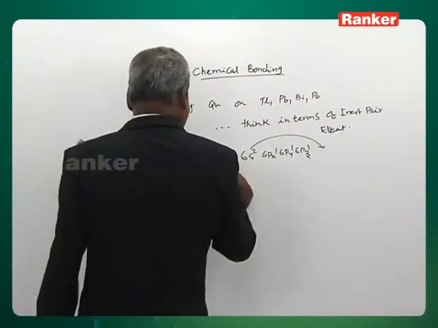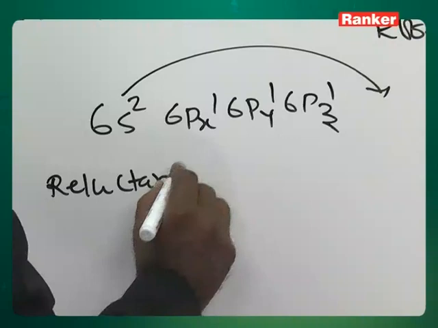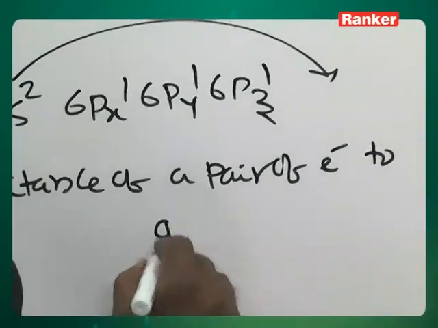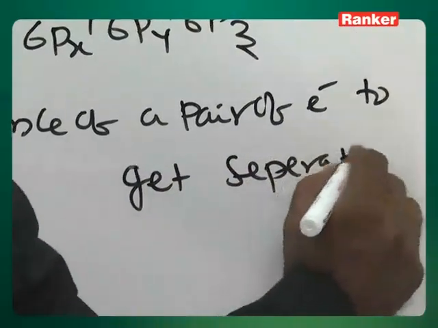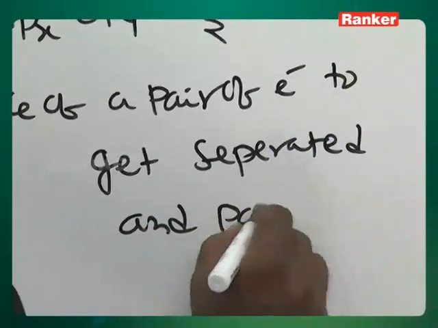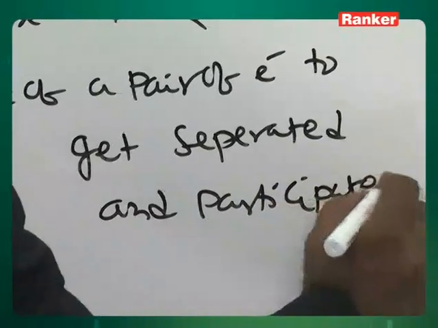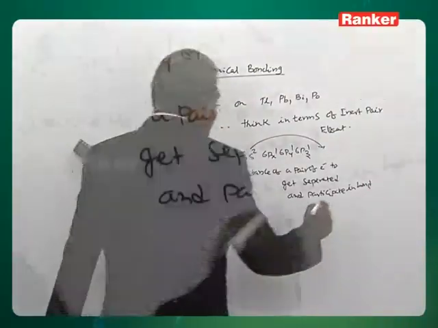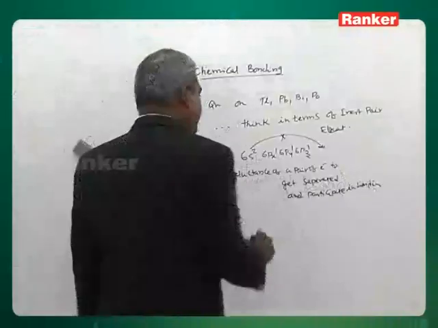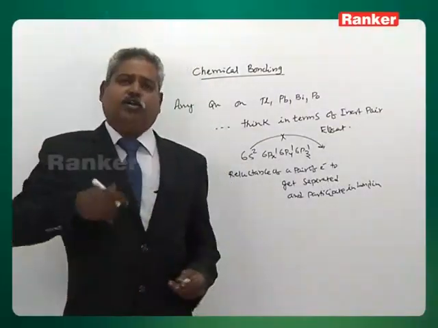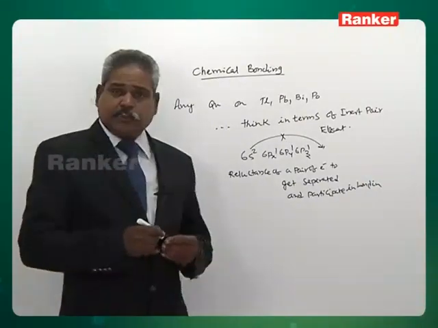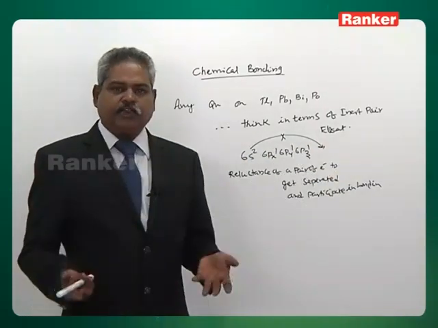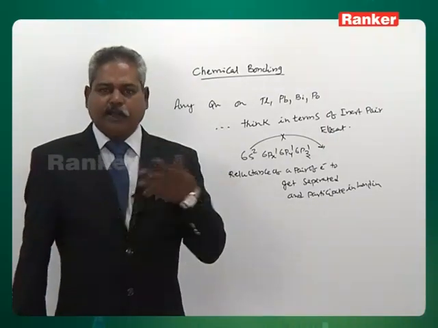This reluctance of a pair of electrons to get separated and participate in bonding. This pair is not willing to get separated. Not willing to get separated in the sense, it involves a lot of energy. The energy, lot in the sense, I never mean lot, only relatively. The energy required is more and the energy released is less. So what happens when more bonds are formed? Energy is released.